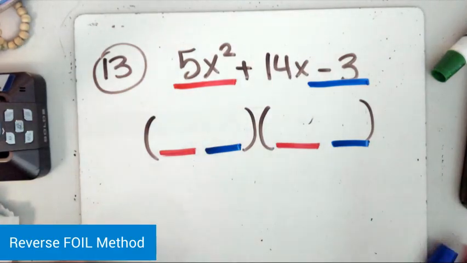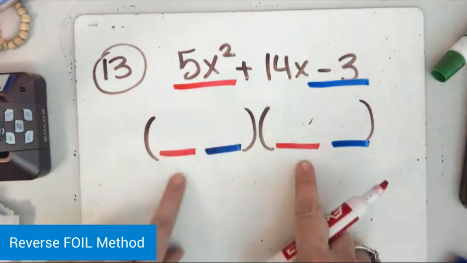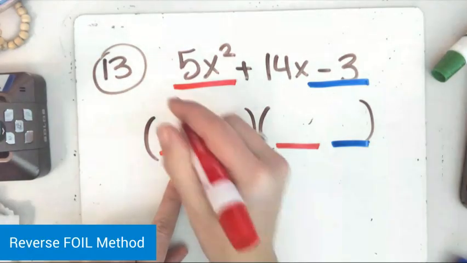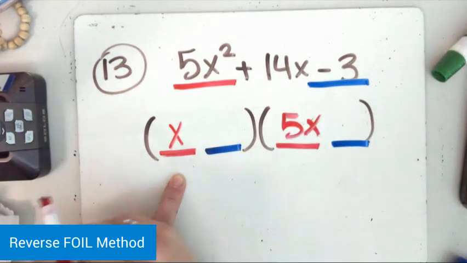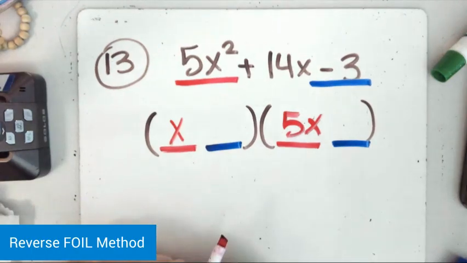Let's fill in the red and the blue. What can give me 5x? X times 5. We're multiplying, right? Not adding, we're multiplying. X times 5x. Cool. What about this one?